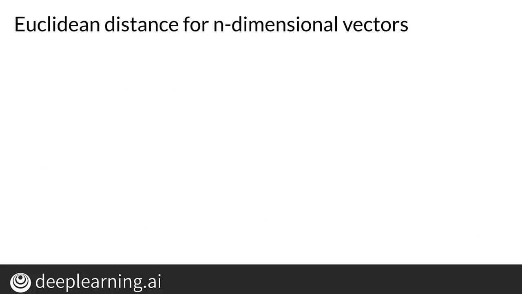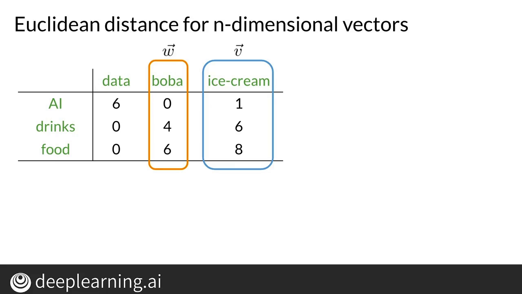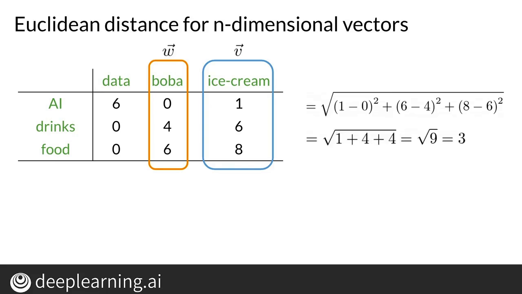When you have higher dimensions, the Euclidean distance is not much more difficult. Let's walk through an example using the following co-occurrence matrix. Suppose that you want to know the Euclidean distance between the vector v of the word ice cream and the vector representation w of the word boba. To start, you need to get the difference between each of their dimensions. Square those differences, sum them up, and then get the square root of your result.